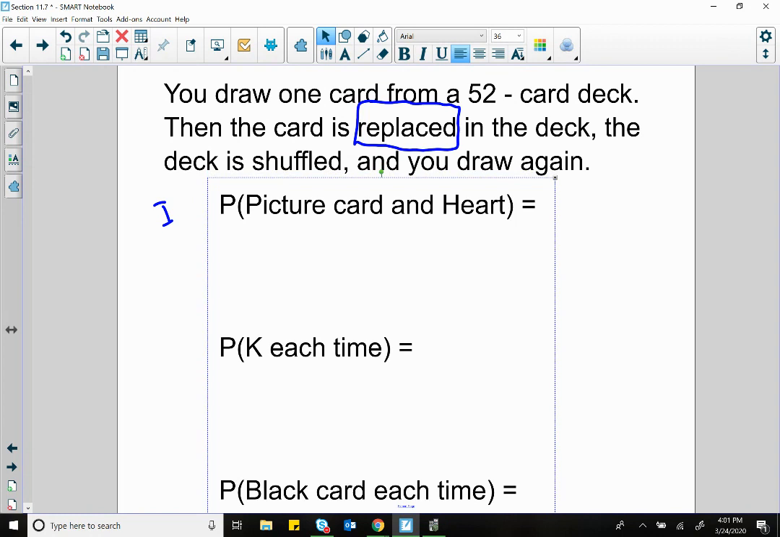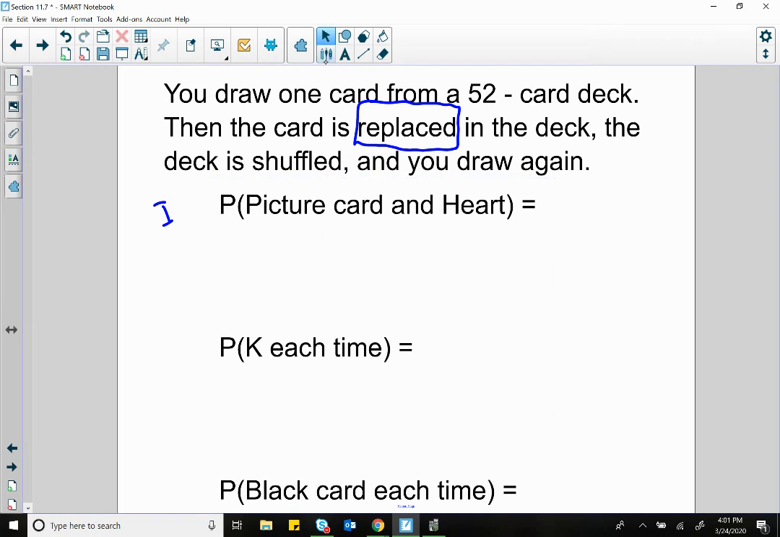stuff's moving around on me. Let's unhighlight that.